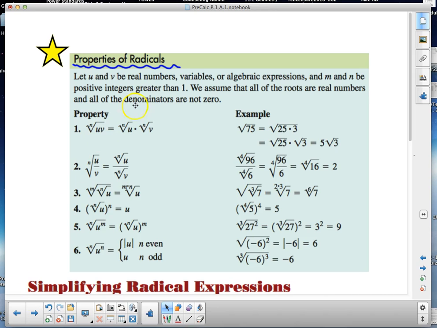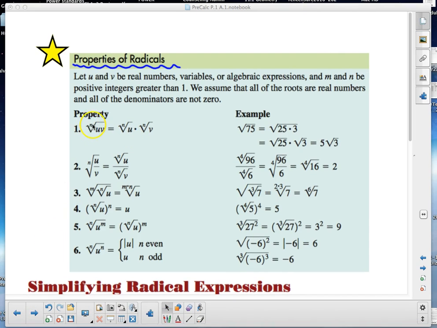Let u and v be real numbers, variables, or algebraic expressions, and m and n be positive integers greater than 1. We assume that all the roots are real numbers and all the denominators are not 0. Please notice this. All the denominators are not 0. So we're assuming none of these denominators are 0 in these problems. We have the property of the index being n and the radicand being uv.